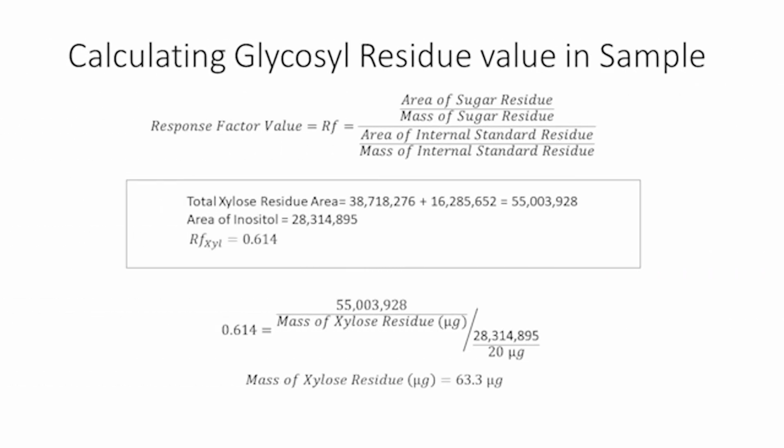Now we will use the response factor value equation in order to calculate the mass of xylose in the sample. We have the response factor of xylose from our previous calculation using the standard, as well as the area of xylose residue and area of inositol from integrating our sample. We also have the mass of inositol that was used in the sample. We are able now to fill out the equation and solve for the mass of xylose residue, which is 63.3 micrograms.